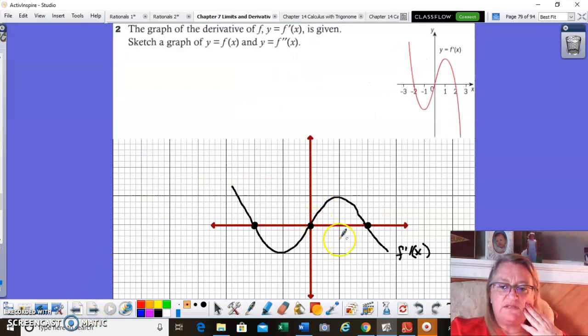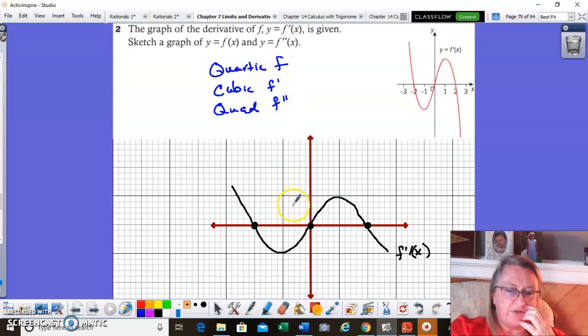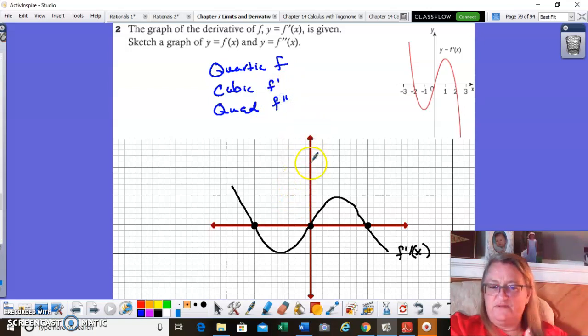All right, so what's given to us is the first derivative. So the first derivative you can see is cubic. That's the first derivative, and we're going to find the original and the second derivative. So if that's cubic, the original is going to be quartic, and the second derivative is going to be a quadratic. I like to do derivatives first, so I'm going to go for that quadratic one.